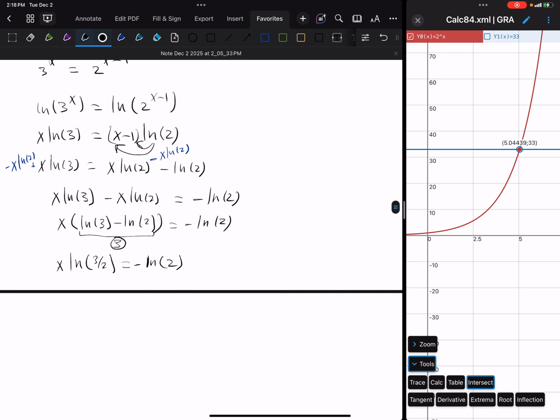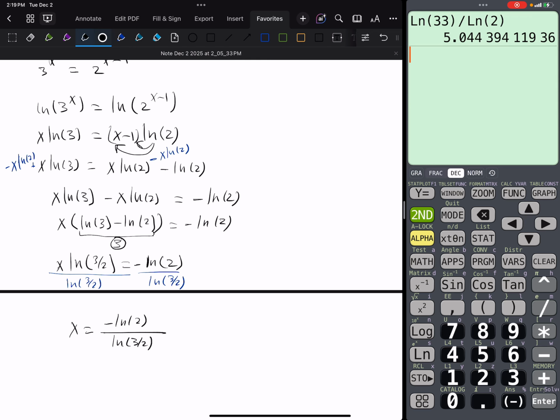Now I can divide both sides by that coefficient, natural log of 3 halves, and I get that x equals negative natural log of 2 over the natural log of 3 halves. And if I run that into a calculator, negative natural log of 2 divided by the natural log of 3 halves, we get negative 1.71 approximately.